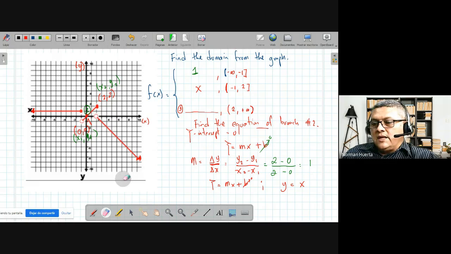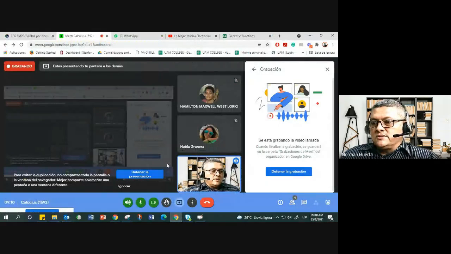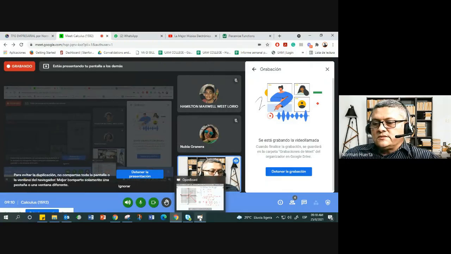And last but not least, you will need to calculate the equation of branch number 3, and that'll be the end of this work. Any questions so far? Questions?